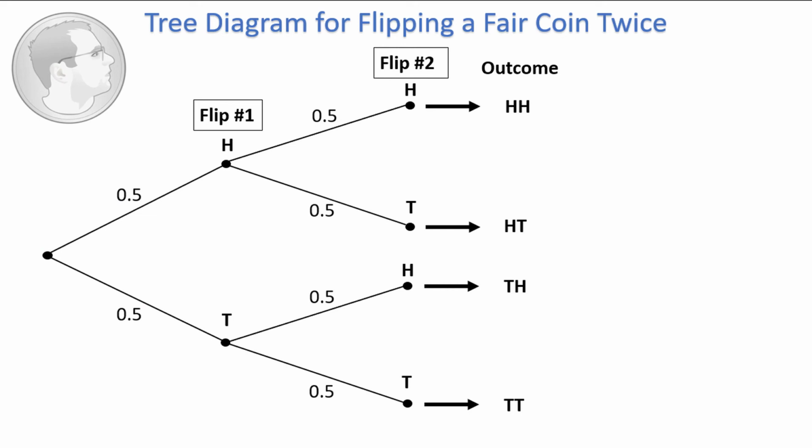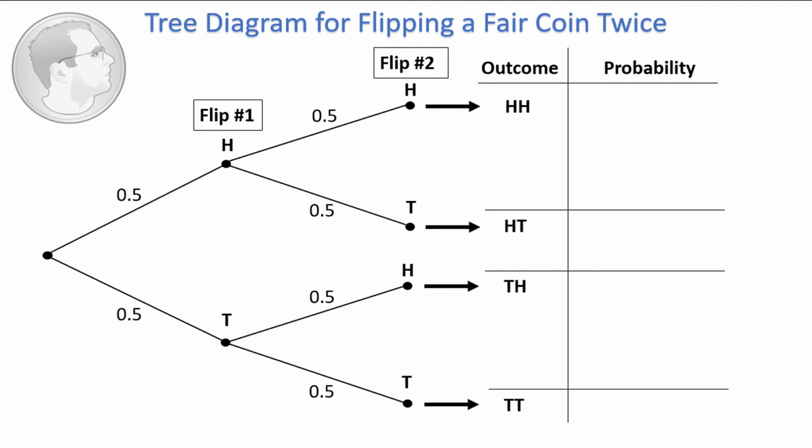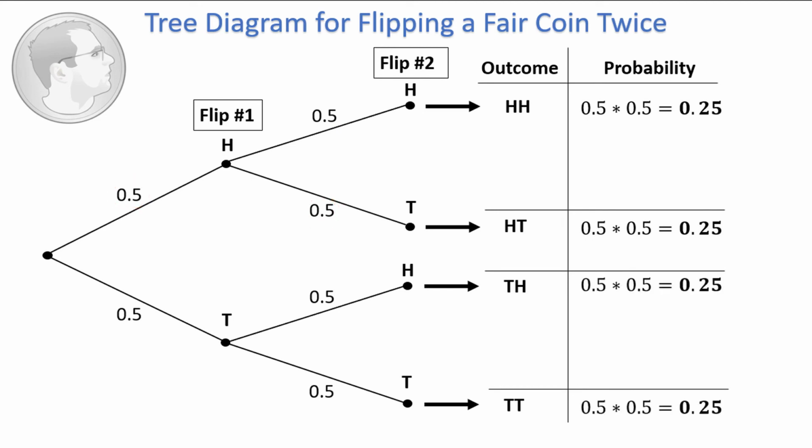Now, to find the probability of any of the four outcomes, we simply multiply the probabilities on the branches. For heads-heads, we have 0.5 times 0.5, which is 0.25. Heads-tails is also 0.5 times 0.5. Well, it turns out that they're all 0.5 times 0.5 in our example, since every branch has a probability of 0.5.